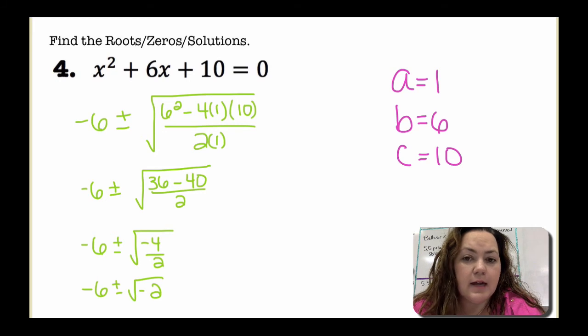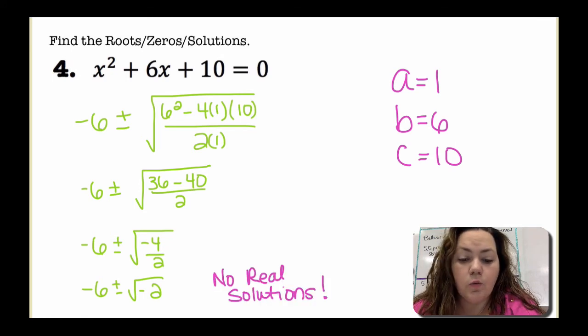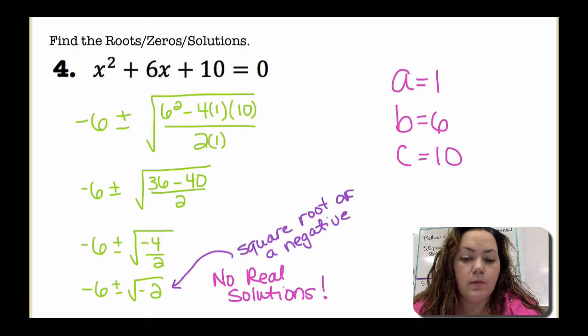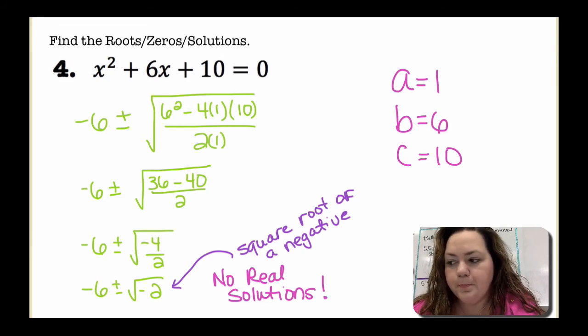Now, in this class, in Algebra 1, we can't take the square root of a negative because it gives us a number that's not in the real number system. So this one, there is no real solution, okay? Because under the square root, there's a negative. All right, so we would say there's no real solutions. There are complex roots or imaginary solutions, but you'll learn about that in Algebra 2.